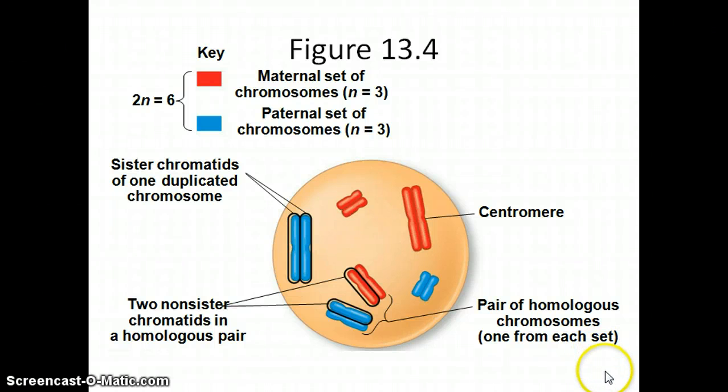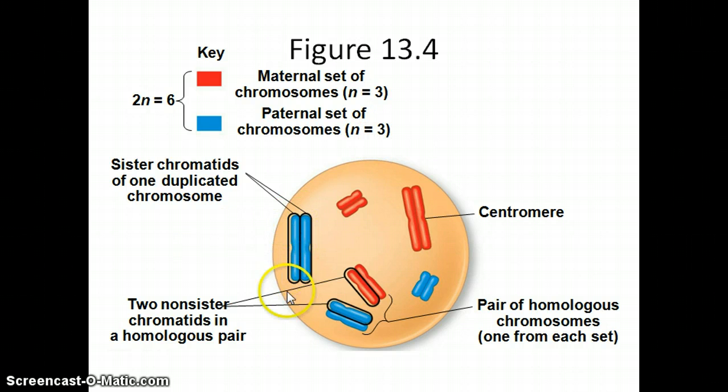So this is a picture that's showing how we have our sister chromatids. And here, the paternal set is blue, the maternal is red. And in this case, the 2N equals 6. So the diploid total number of chromosomes for this cell is 6. If you count here, we'll just make sure we have the right count. We have 1, 2, 3 from the father, and 1, 2, 3 from the mother, for our total of 6. So the maternal set has an N of 3, and the paternal set has an N of 3 also.